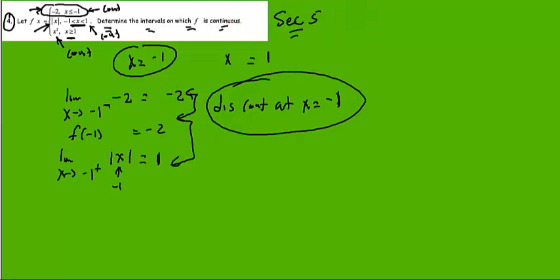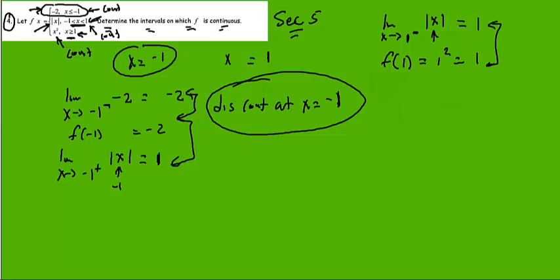Now let's check at 1. We're going to take the limit as x goes to 1 from the left hand side, which is the absolute value function. So the absolute value of x, when I put in 1, turns into 1. And let's go ahead and find f of 1. Well, for that one I have to use x squared, because that's where x is equal to 1. So that would be 1 squared, which is 1. So far so good. Two of them match up.